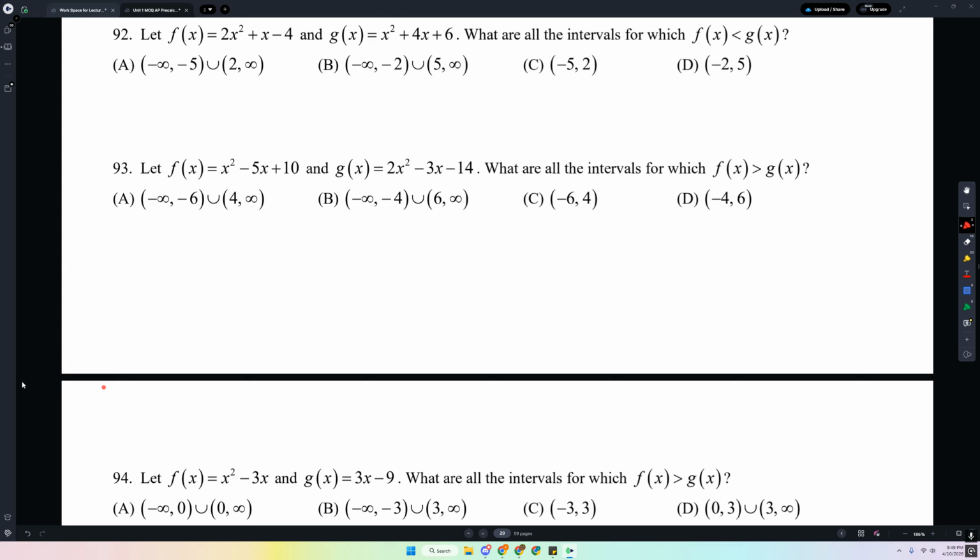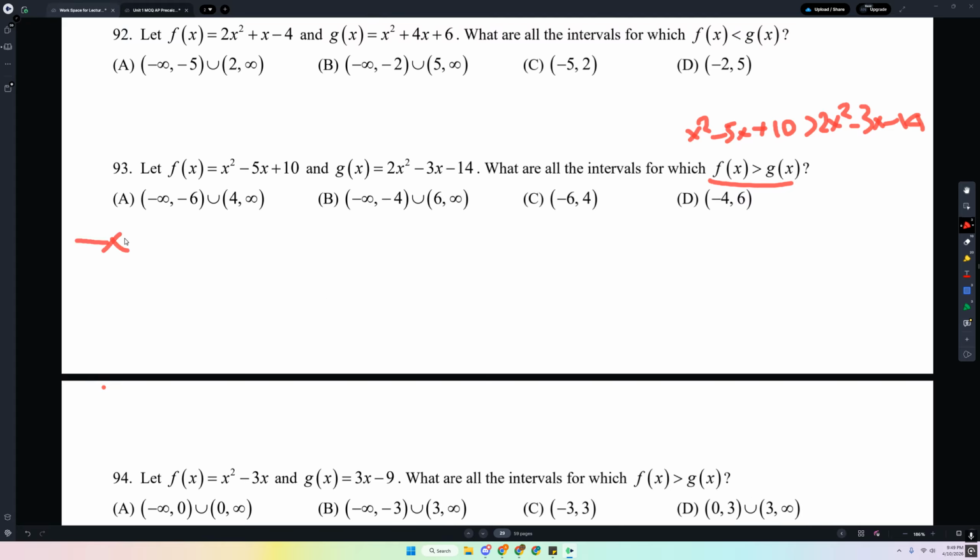Alright, go over the question now. This is where f of x is greater than g of x. So we're first going to set it up like that. We're going to say x squared minus 5x plus 10 is greater than 2x squared minus 3x minus 14.